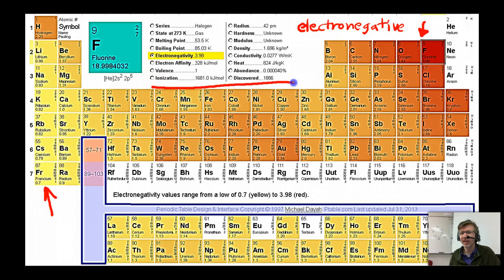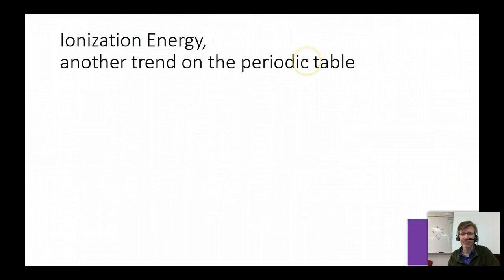There are little bumps, but electronegativity increases as you go this way, and electronegativity increases as you go this way. So as you go up, electronegativity increases. As you go to the right, electronegativity increases. That means elements that are upper right, up or to the right, are more capable, more prone to ripping electrons off other atoms. All right, ionization energy.